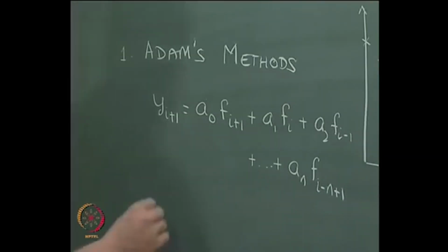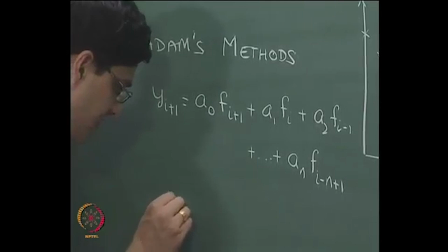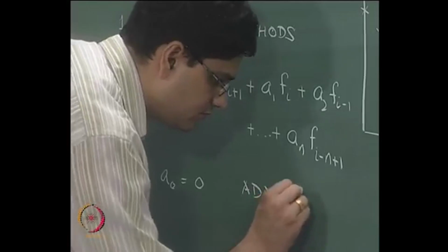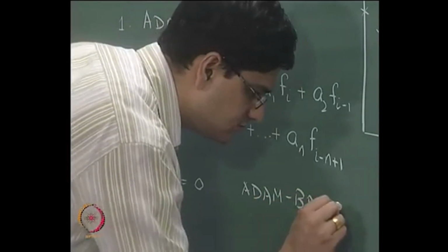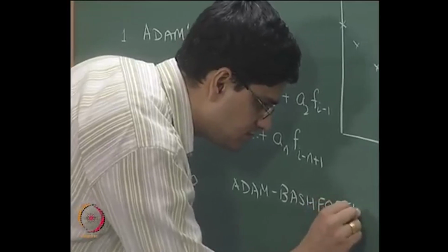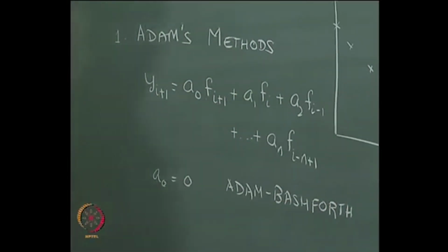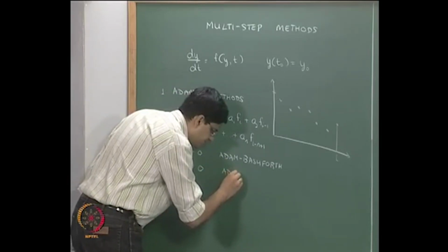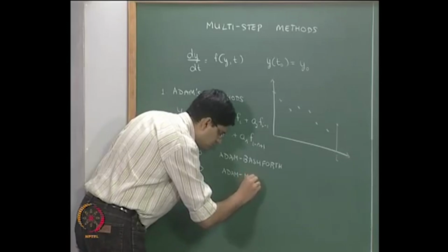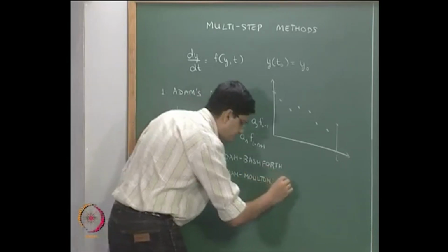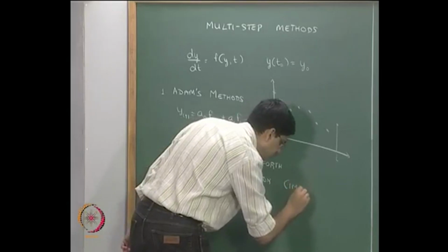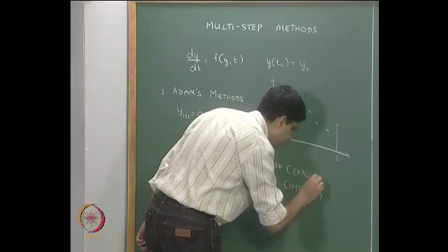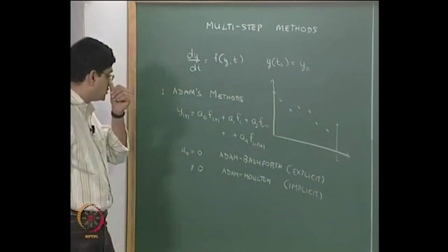Now again, the Adams family of methods are of two types. A0 equal to 0 gives the Adams-Bashforth methods, and A0 not equal to 0 gives the Adams-Moulton methods. Adams-Moulton is implicit, Adams-Bashforth is explicit. So these are the Adams methods.